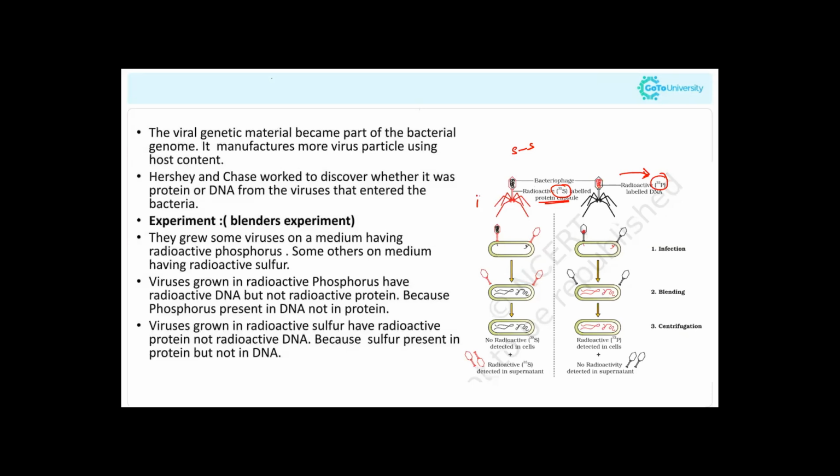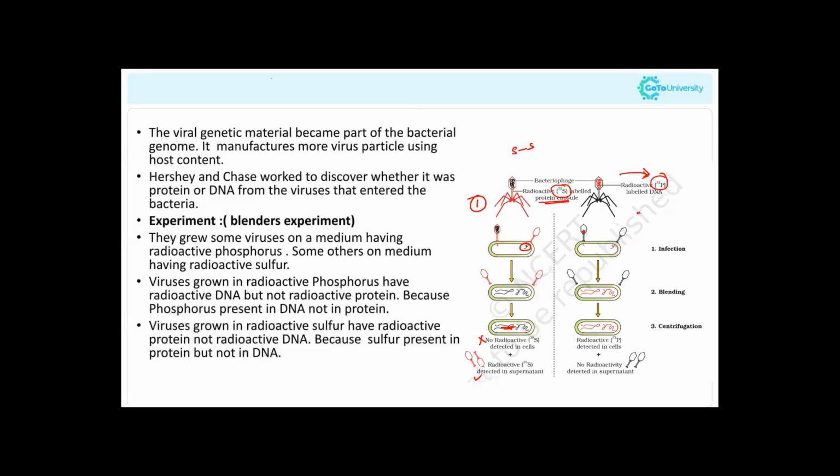Now, in the first experiment, when they added the radioactive labeled protein capsule, we know that when the bacteriophage infects the bacteria, it inserts the genetic material into the bacterial cell. At the end of the experiment, when they measured, they found that there is no radioactivity detected inside the cell, whereas the radioactivity was detected in the supernatant. So when a bacteriophage infects a bacteria, its genetic material enters the cell. That means it is not protein. By this experiment, they could conclude that it is not protein.